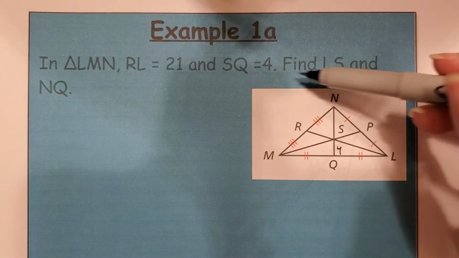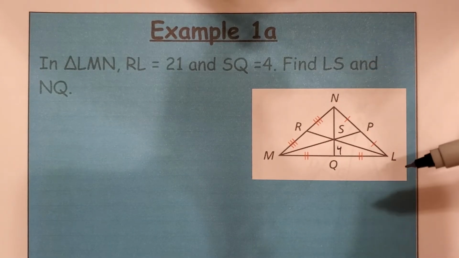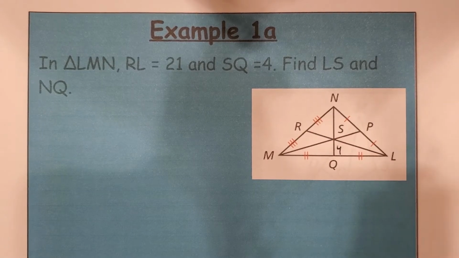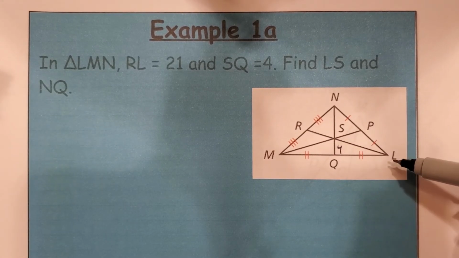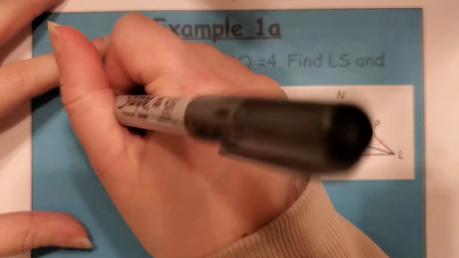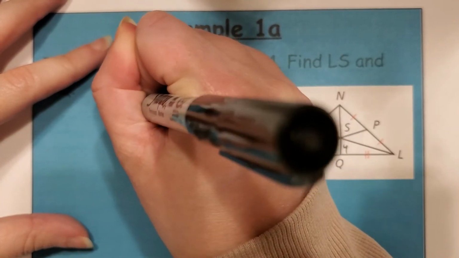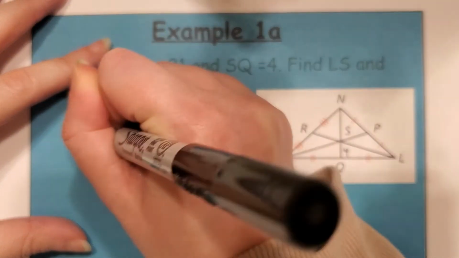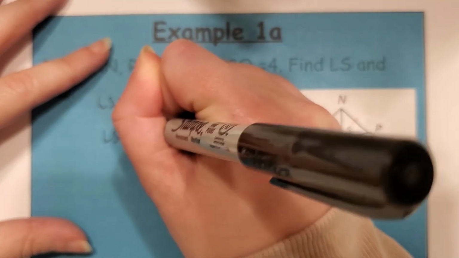So LS is exactly the same thing we just did. RL is the entire median. SL is from the vertex to the centroid. So LS is 2/3 of RL, which is 21. So LS is 14.